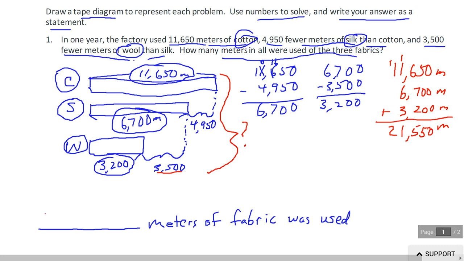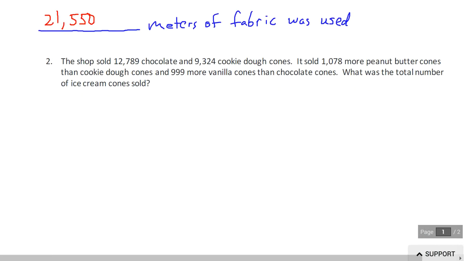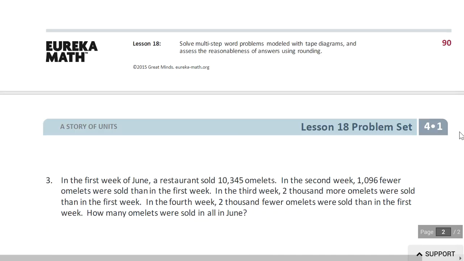We get 21,000, and it's okay to make a mistake, as long as you go back and correct it, 550 meters. So 21,550 meters of fabric was used. So there you go. Hope I didn't confuse you a bit on that last little bit, but anyway, that's how many meters were used. And we're going to skip and go on to number 3. We're going to skip 2. We're going to go straight to number 3.